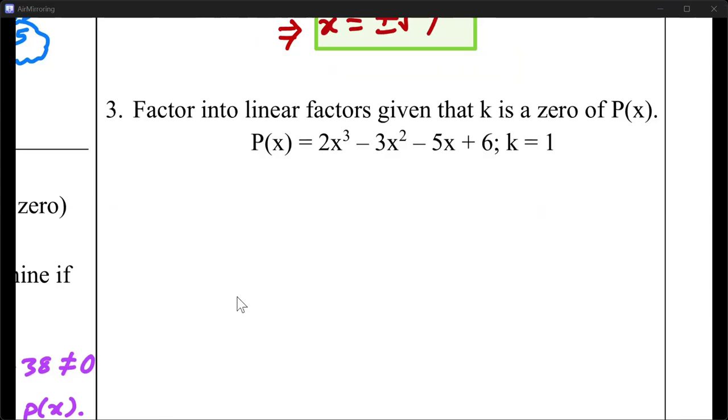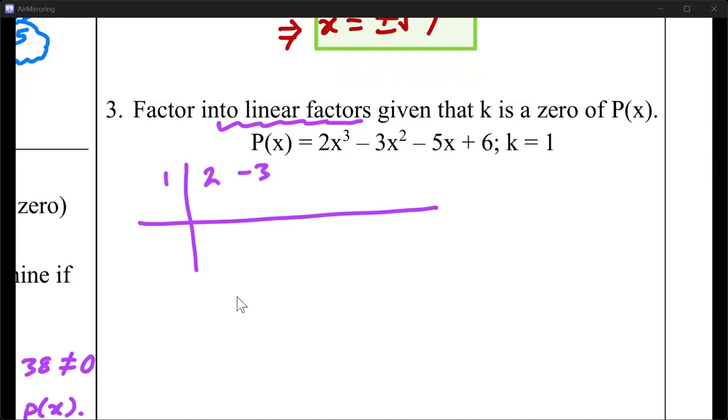Factor into linear factors given that k is a 0. Now, this question sounds different, but it is basically the same question that we were doing before. If you factor a polynomial into linear factors, that basically gives you the polynomial's zeros, right? So we are doing the same work again, basically. So go ahead and do the synthetic division. 2, minus 3, minus 5, 6.